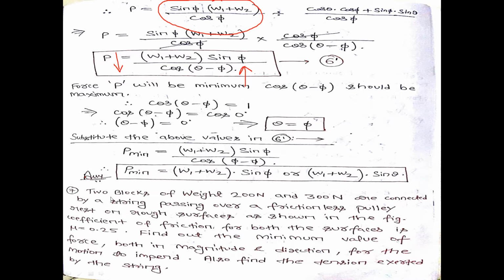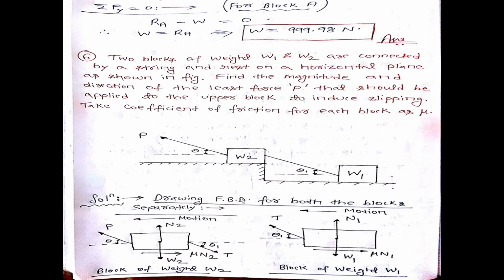So finally your expression becomes P minimum is equal to W1 plus W2 times sine phi, or W1 plus W2 times sine theta. That means you have to apply this much minimum force on the second block at some angle theta, and only then will the entire system move along the negative x direction. So this is the complete solution of this problem.